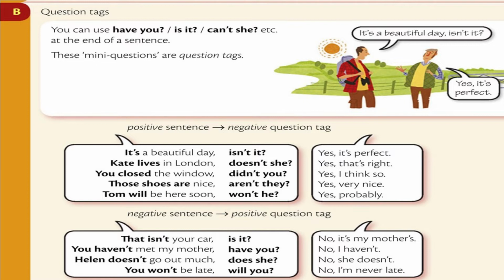Negative sentence and positive question tag. That isn't your car, is it? No, it's my mother's. You haven't met my mother, have you? No, I haven't. Helen doesn't go out much, does she? No, she doesn't. You won't be late, will you? No, I am never late.